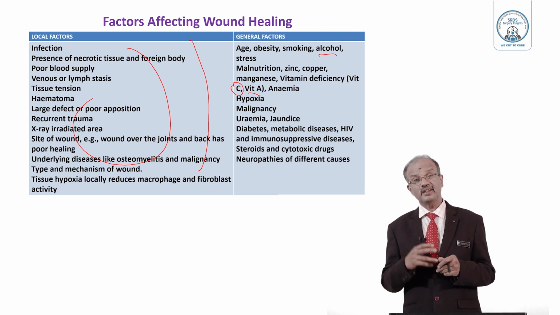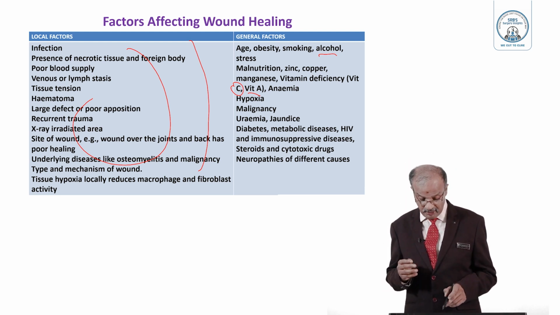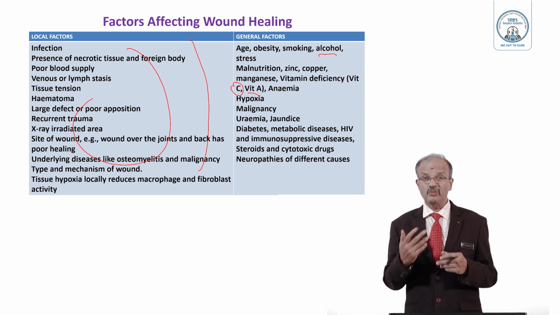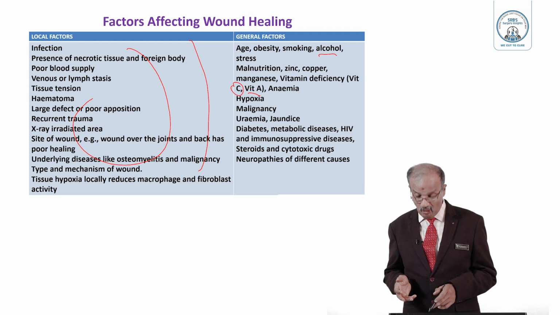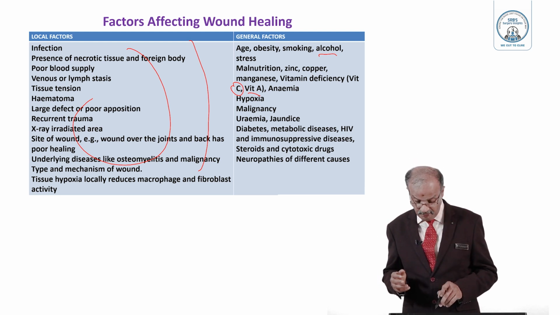Malignancy, wound healing is different. Renal failure, again wound healing will be slowed. Jaundice, again wound healing will be less. Diabetes interferes with wound healing through so many factors actually. There will be immunosuppression, it is a systemic disease. All metabolic diseases, HIV, AIDS, also interfere with wound healing.